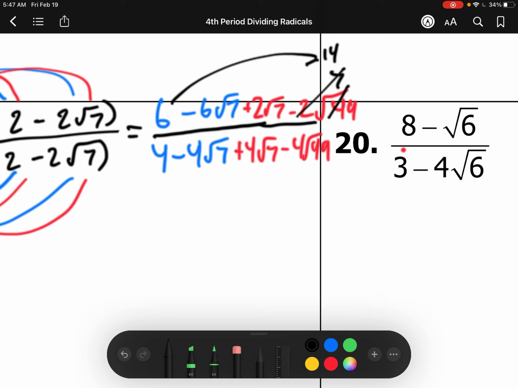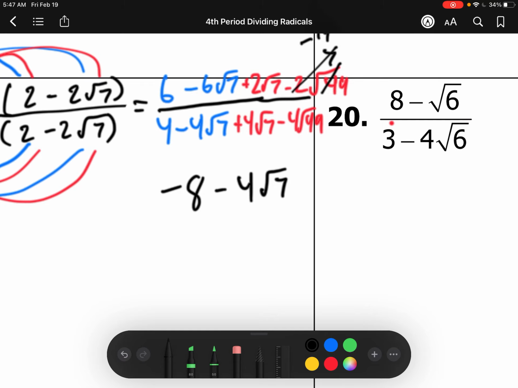So 6 minus 14, those are two like terms, right? 6 minus 14 is negative 8. Same radical, common radical. So then we have negative 6 plus 2, which is going to be minus 4 times the square root of 7, right? And then let's simplify our denominator. These are going to cancel each other out, like radicals, and we're going to combine the coefficients. Negative 4 plus 4 is 0, so they cancel each other out.